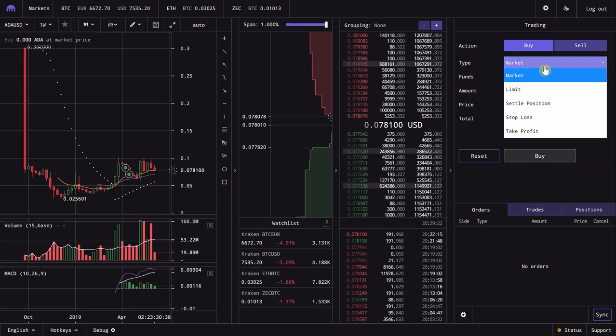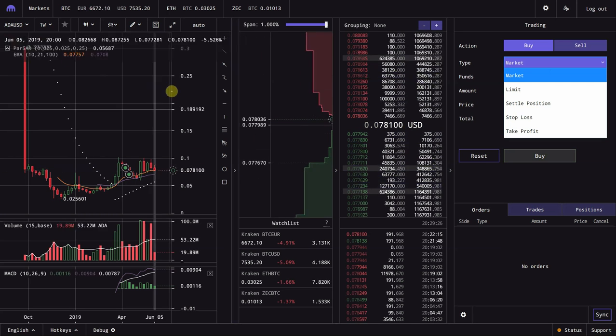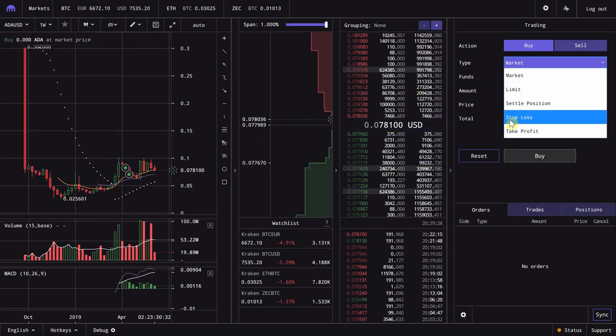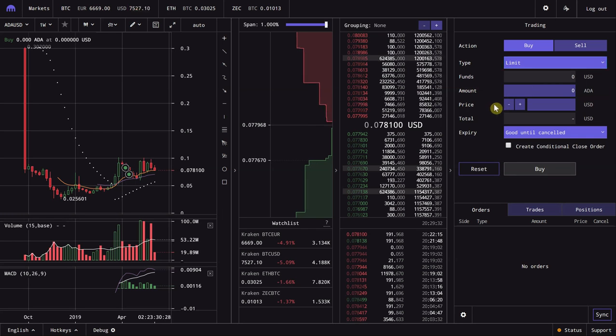So super easy. What's confusing is these numbers, all this stuff going on over here. This is more for advanced traders. We don't have to focus on that. This is simply just buying and selling. Want to place a limit order? It's a little trickier, but not too bad.